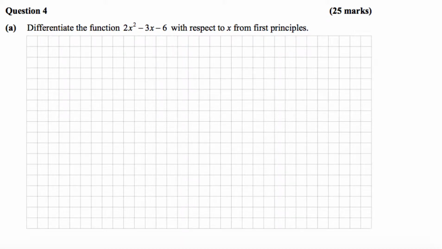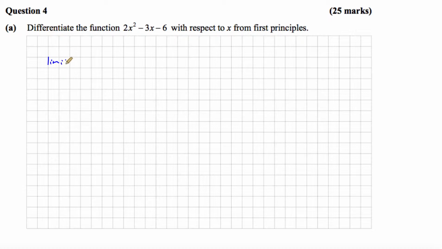So this is the 2014 Leaving Cert Higher Level Paper 1, and we're looking at question number 4. Differentiate the function 2x squared minus 3x minus 6 with respect to x from first principles.